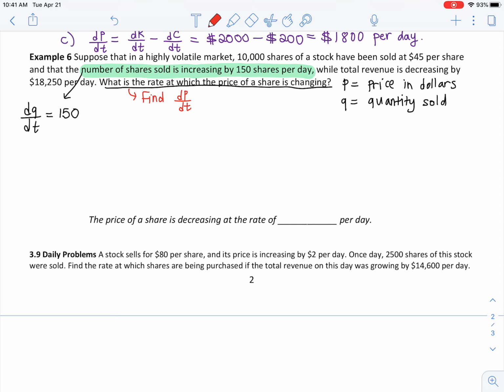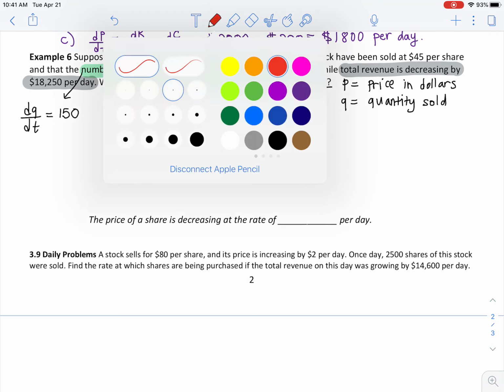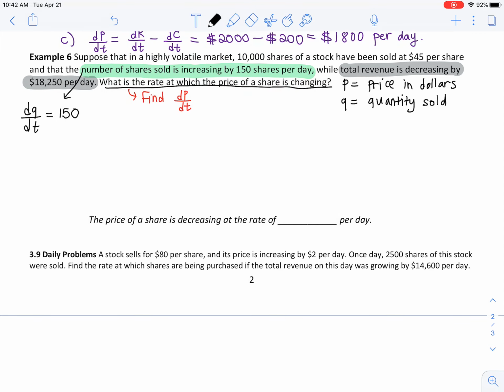And there is a third piece of information they gave you. They also gave you that the total revenue is decreasing by $18,250 per day. So let me write that down. Is it okay if I use dR/dt for this change in revenue? I'm going to highlight this information. Total revenue is decreasing by that much per day. Now, for the first time, we have a negative rate. So I'll say dR/dt, the revenue is changing at negative 18,250 per day. So that's what we were given.